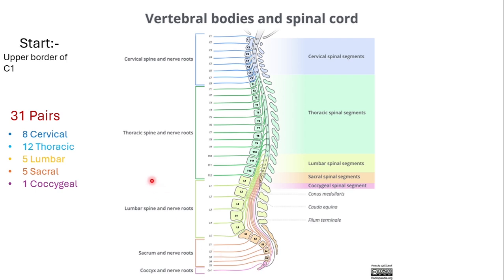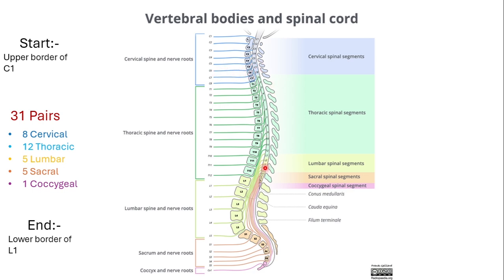So the spinal cord starts up here in the upper border of C1 and it ends down here in the lower border of L1. An important point we need to make here is that the spinal nerves at the cervical segment exit above their respective vertebra, meaning the C4, for instance, exits above the C4 vertebra. The C3 spinal nerve exits above the C3. The C6 exits above the C6. So in the cervical segment, the spinal nerve exits above its respective vertebra.